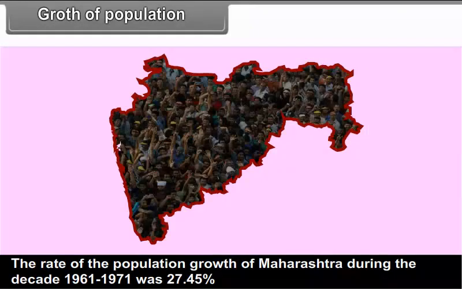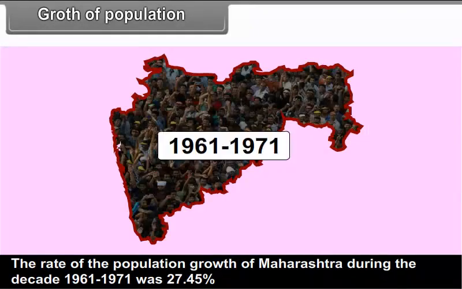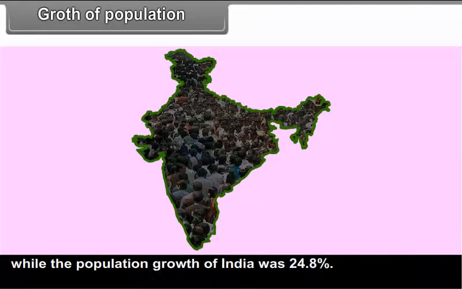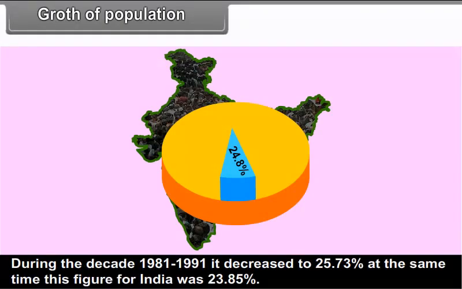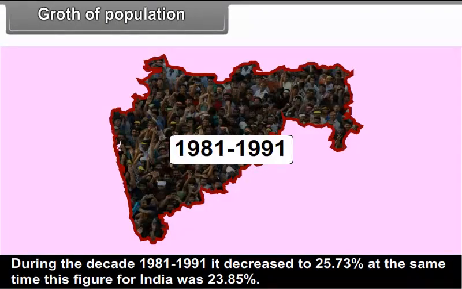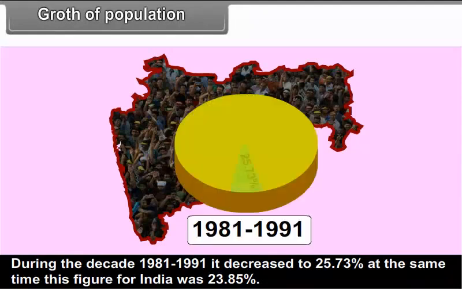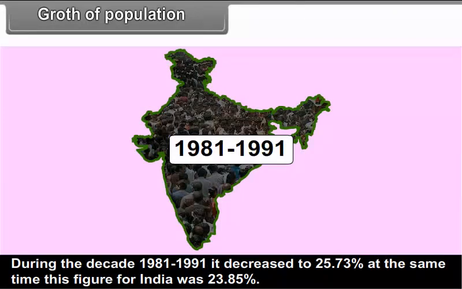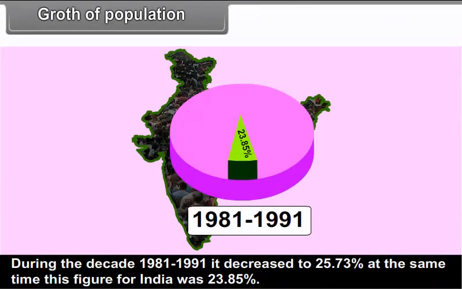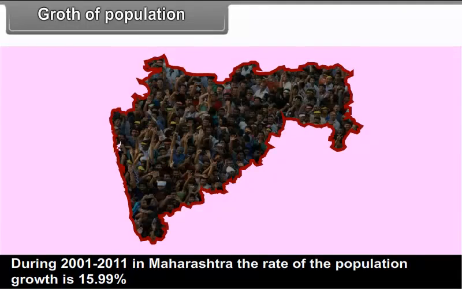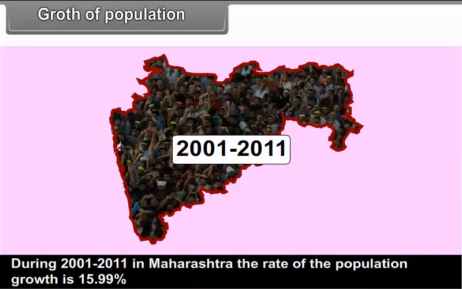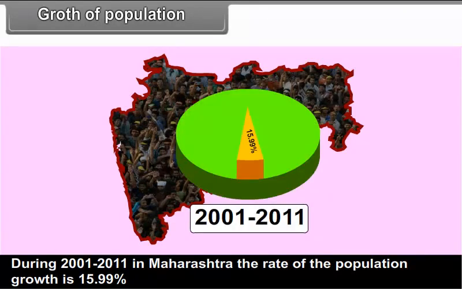The rate of the population growth of Maharashtra during the decade 1961 to 1971 was 27.45%, while the population growth of India was 24.8%. During the decade 1981 to 1991, it decreased to 25.73%. At the same time, this figure for India was 23.85%.